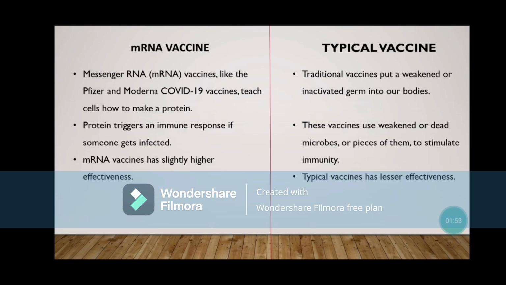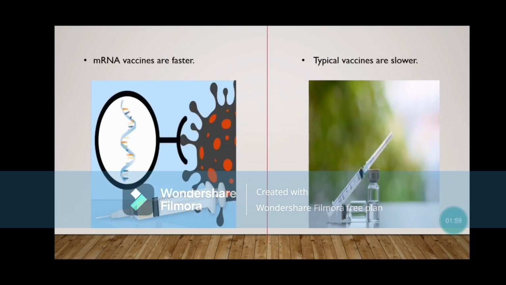mRNA vaccines have slightly higher effectiveness, while typical ones have lesser effectiveness. mRNA vaccines are faster to act, while typical vaccines are slower. Let's have a look at the diagram. As you can see, there is an mRNA molecule trying to attack the COVID-19 virus, and typical ones are also there.